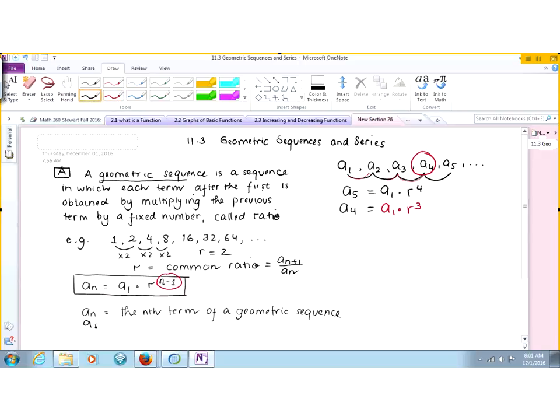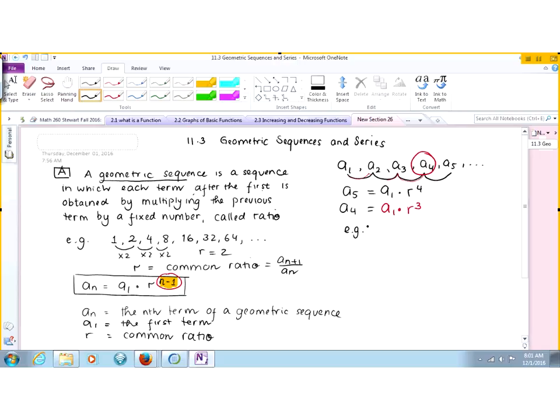And what is a1 again? The first term. What is R? The common ratio. So remember, both the arithmetic and geometric sequences have n minus 1. It's just that for arithmetic, it's a1 plus n minus 1 times d. For geometric, it's a1 times R raised to the n minus 1.